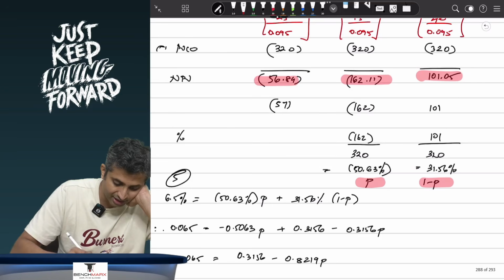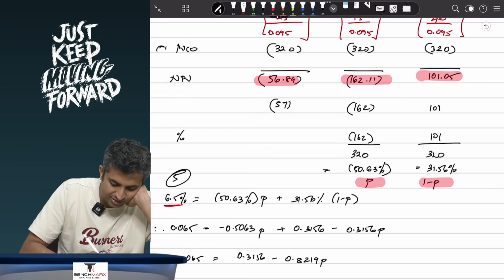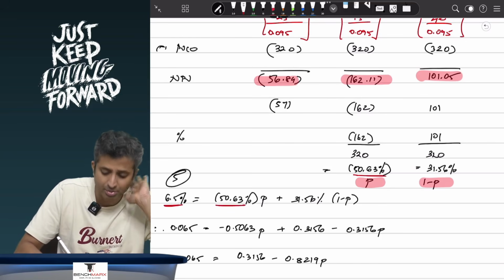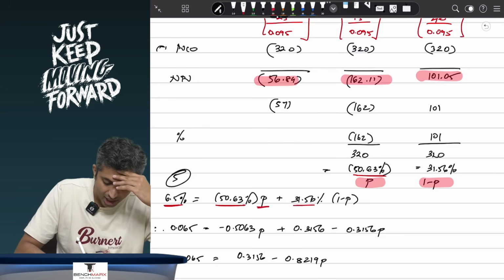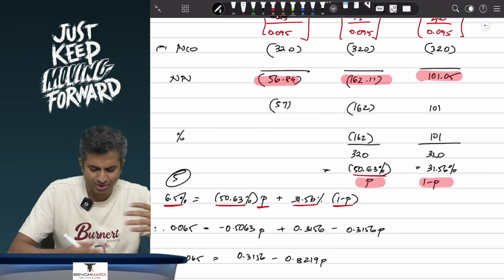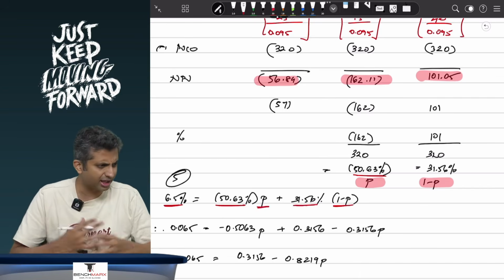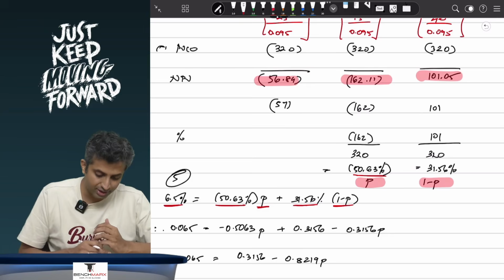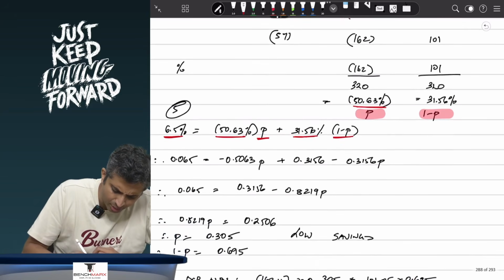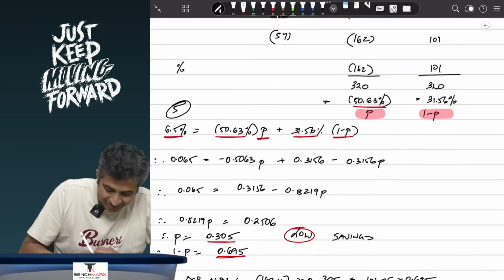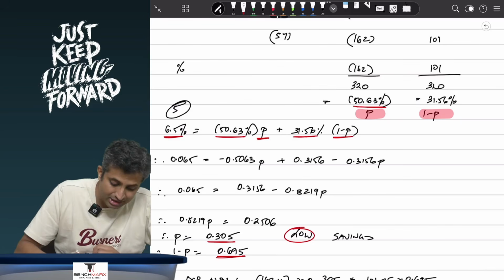Now, the way ICAI does this is, they will say the rate, that is 6.5%, equals the downward probability of negative 50.63% into P, and 31.56 into 1 minus P. I have first taken the low savings, then the high savings, so you can do it either way. If I solve for this, I will ultimately get the probability as 0.305 for the low savings and 0.695 for the high savings. This is the probability.